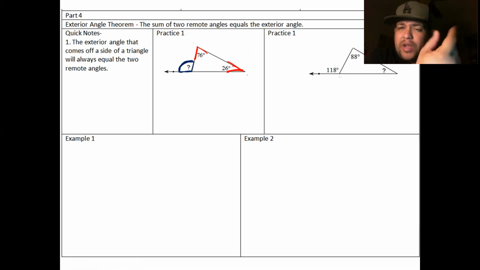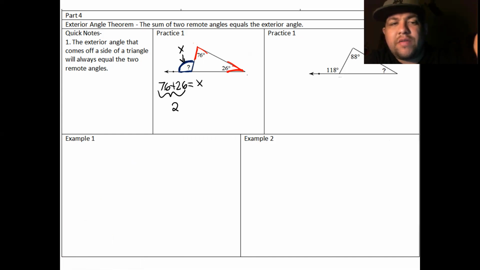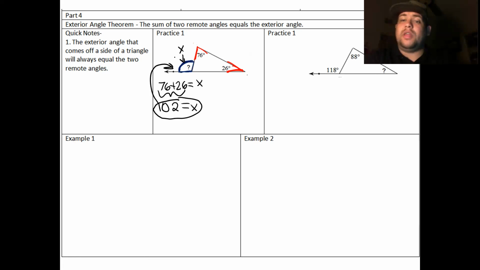So we know that the two interior angles add up to the exterior, so I know that it's going to be 76 plus 26 is equal to question mark. In this case, we'll say x. 76 and 26 is, let's see, 102. So the exterior angle of that is 102 degrees. Okay, if it asks you to plug it back in, make sure you guys do that.